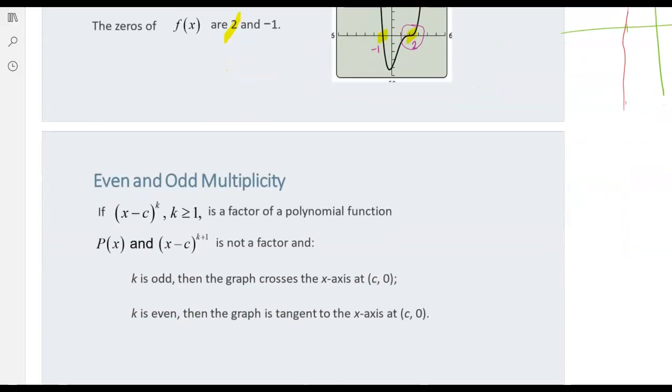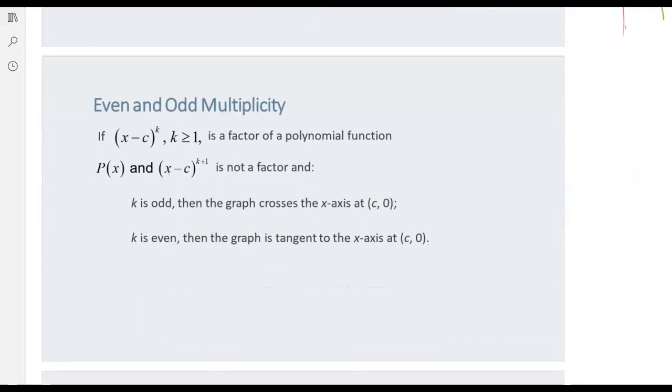And so it acts like a parabola when the exponent on the multiplicity is an even number. If it's odd, it'll go through. This is what this slide is saying. If the multiplicity, meaning the power on the factor, is odd, then the graph is going to cross through at that particular zero. So it'll go like this. This would be for an odd exponent.